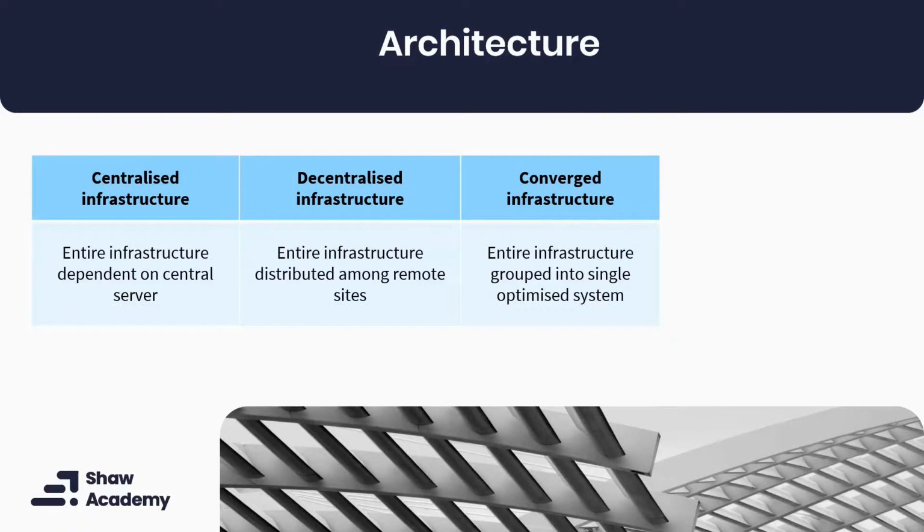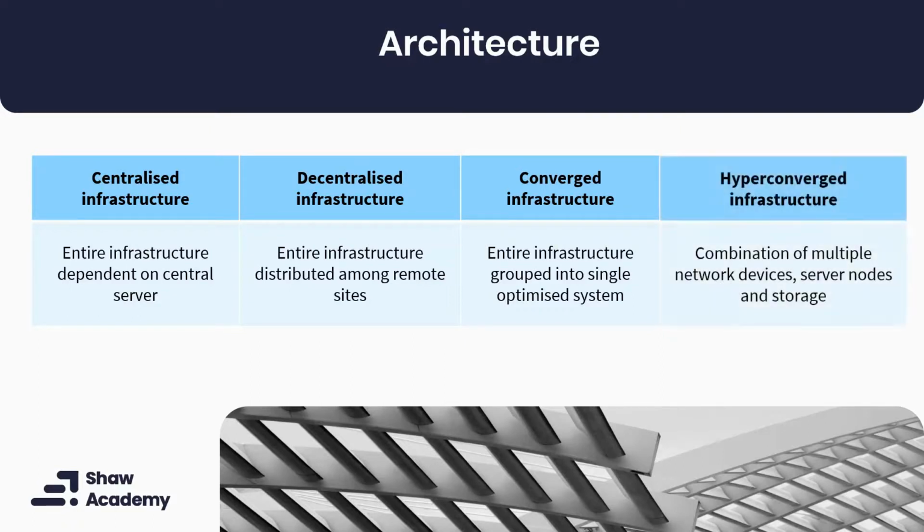The architecture of the hyper-converged infrastructure is just an upgrade of the converged infrastructure, where there is a combination of multiple network devices, server nodes, and storage to form a dedicated storage array hardware within the infrastructure.